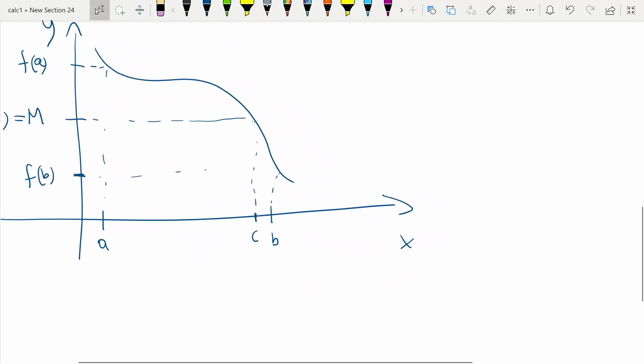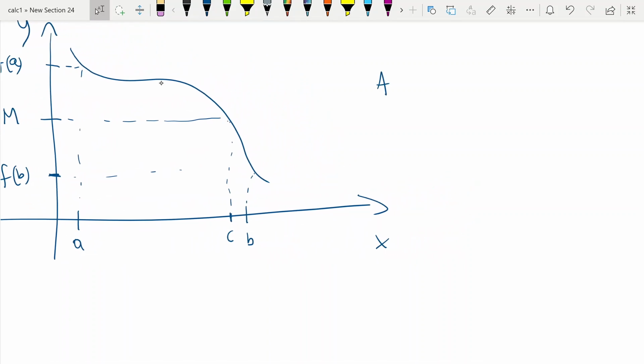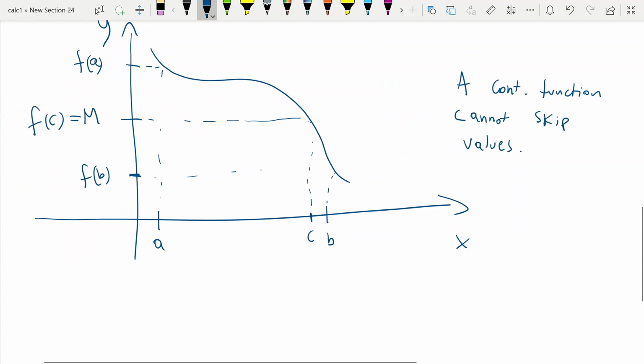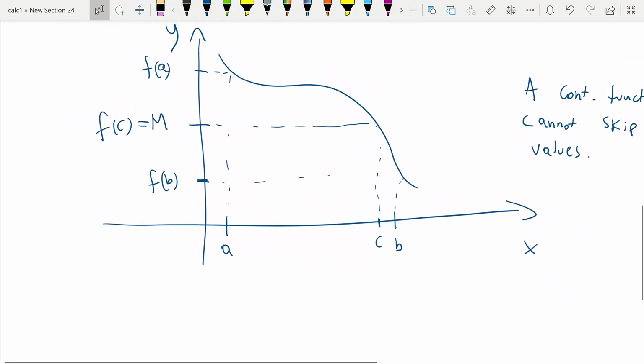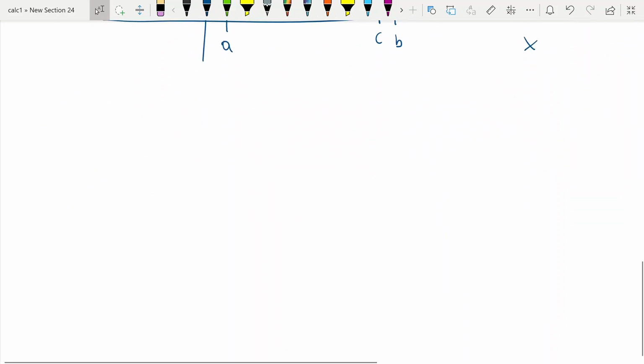And the moral here is that a continuous function cannot skip values. So if it attains the value 1 and the value 3, somewhere in between it must have attained the value 2, for example. So let's compare this with this discontinuous function.